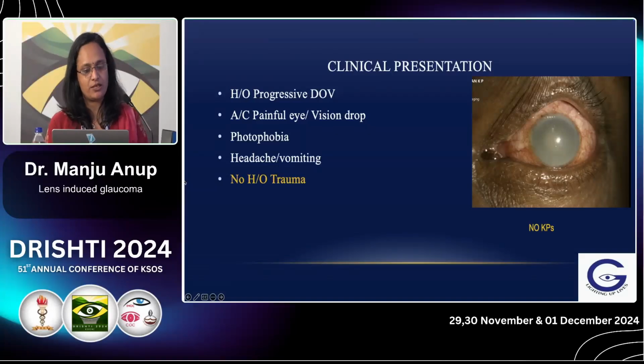On examination, there will be conjunctival congestion. Depending on the intraocular pressure, there can be epithelial edema. The anterior chamber will be deep in these cases, and you can see the lens matter in the AC, known as pseudohypopyon. There will be a raised intraocular pressure. You can see a mature cataract. Gonioscopy may not be possible, but the angles should be open. There won't be any KPs on the endothelium.